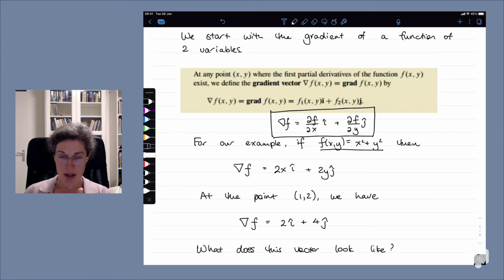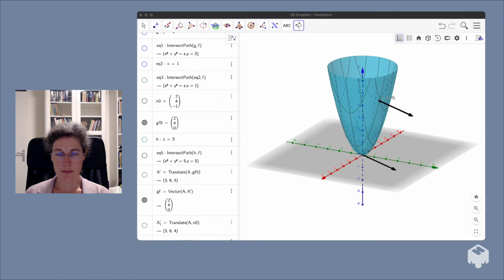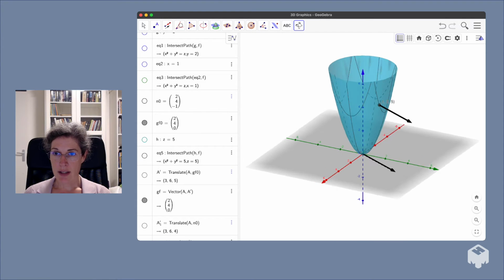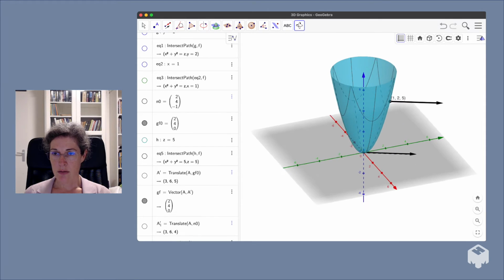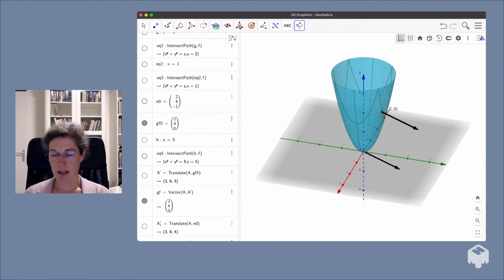Okay, so in terms of our function, what does this vector look like? Let's plot that. Well, here I've plotted our vector in two possible places. So I've just plotted our 2, 4 gradient vector starting at the origin, which you can see. But I've also shifted it, because vectors can start anywhere, to starting at the point that we're interested in, 1, 2, 5. So what does it look like? Well, it's a vector pointing out from our surface, something like this.